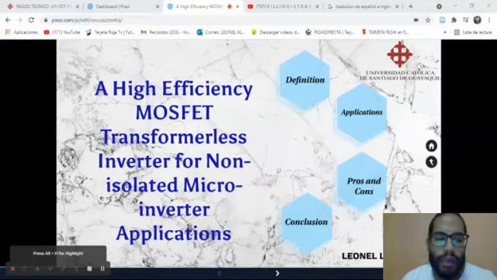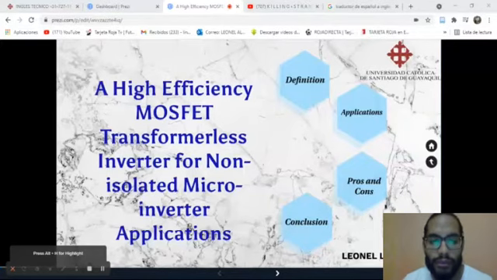The topic I will deal with is a high efficiency MOSFET transformerless inverter for non-isolated solar and microinverter application.